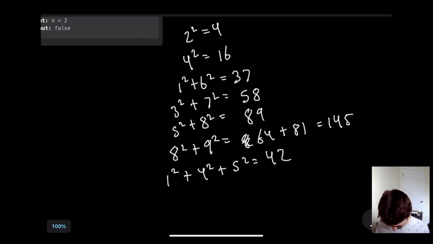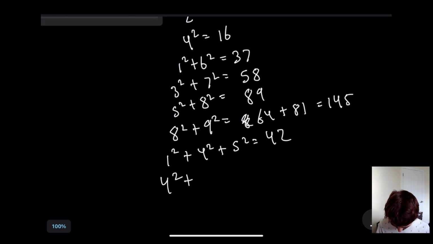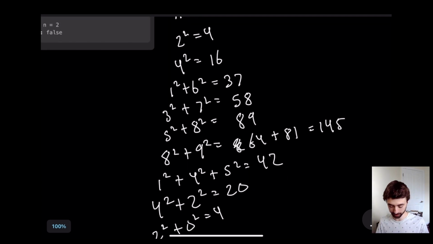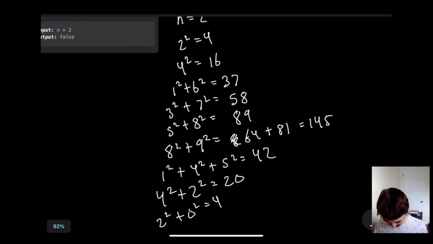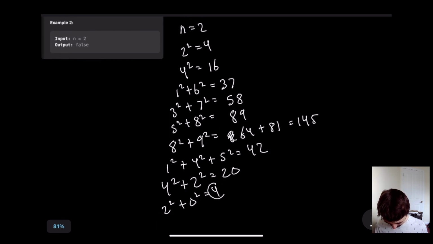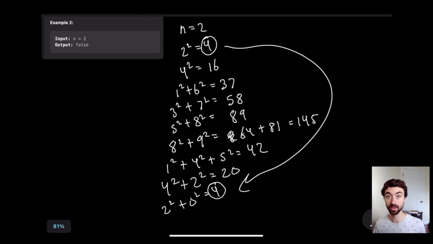We've still not repeated anything. Hopefully this doesn't take forever. So that would be 16 plus 4, which is 20, which is 2 squared plus 0 squared, which equals 4. Okay, we repeated. Do you see that? If I zoom out a little. We got 4 here, and we've already had 4. And we know that 4 is just going to eventually loop back to 4. So this chain ends, and we never hit 1, so we return false. So that's what we have to do here.